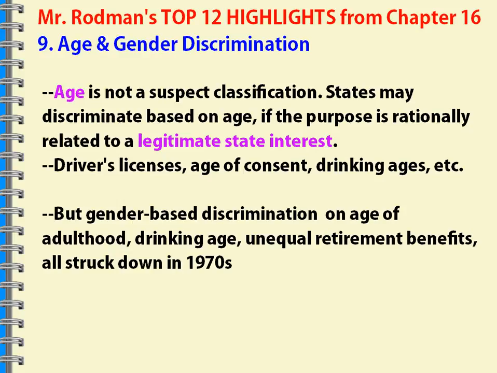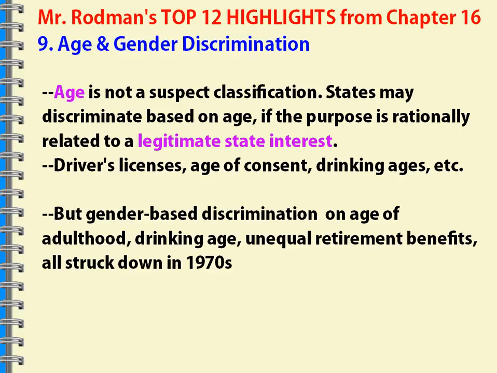Now, age is not a suspect classification. The whole idea here is there is a legitimate state interest. I mentioned driver's licenses. A 12-year-old can appeal all they want to the Supreme Court to ask for the state to give them a driver's license, but the courts have given a pretty broad leeway to the states in terms of declaring what age at which you can drink, or the age of consent, or getting a driver's license.